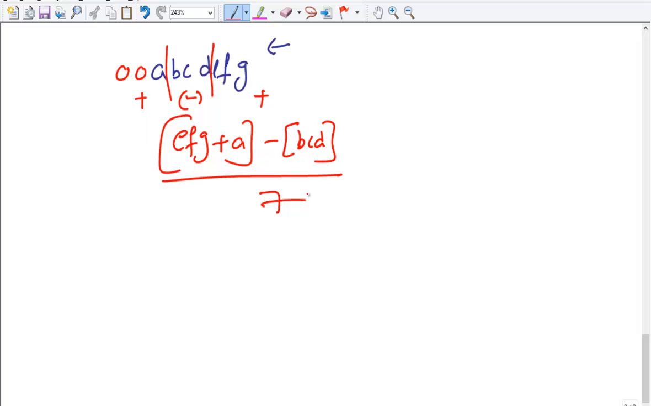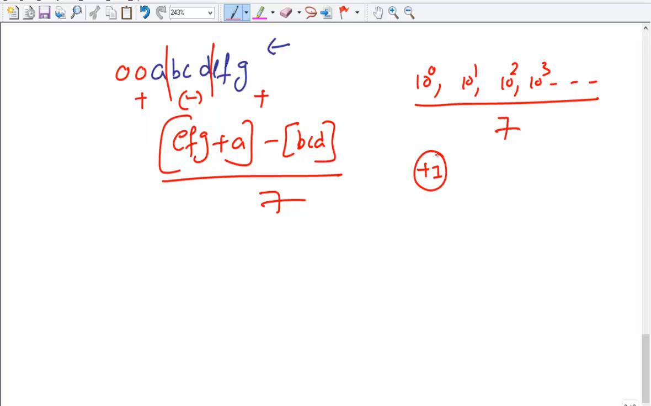This is how you can do it. So what we have done is quite simple. We have taken 10 power 0, 10 power 1, 10 square, 10 cube and so on, and we try to divide every term, every number by 7. So the first one we have got is plus 1. Now as we progressed, we have got the remainder as minus 1.